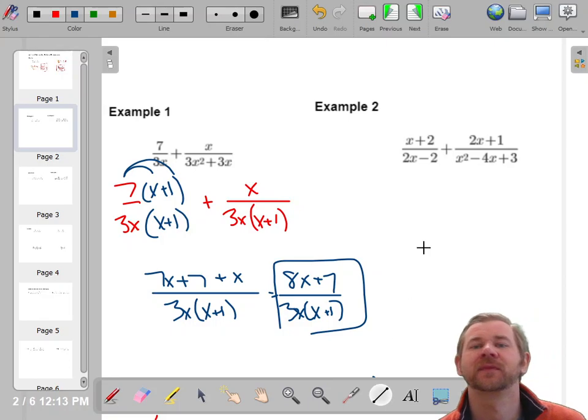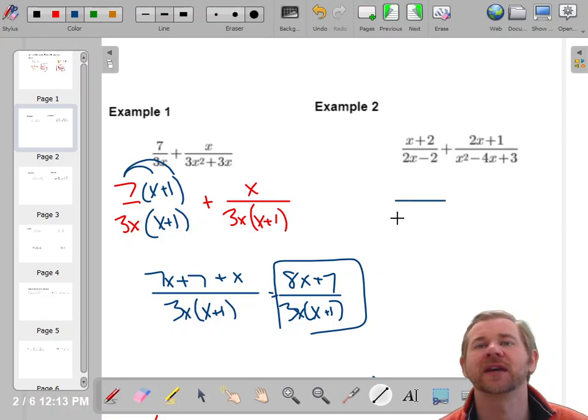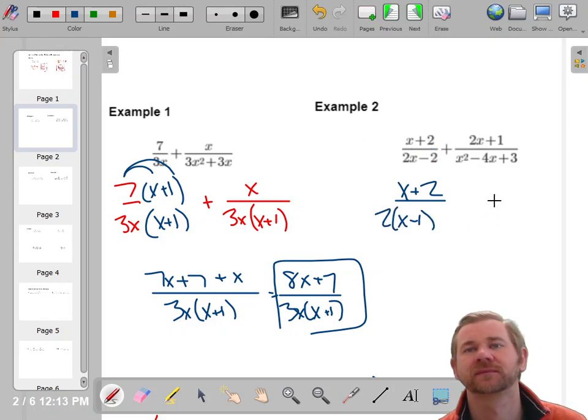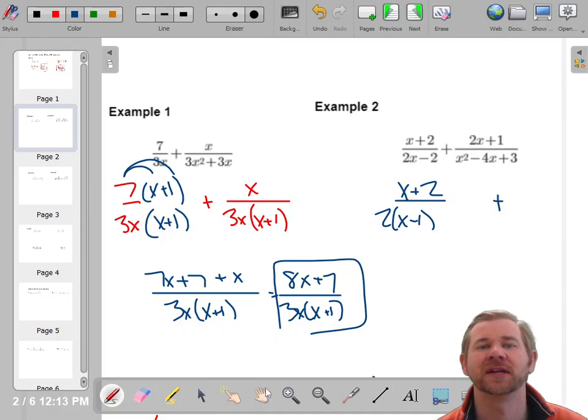Let's do another one. So let's see, I can't really do anything with x plus 2, so I'll leave that alone. But in the denominator here, I'll factor out a 2. I'm going to leave myself some space because I have a feeling I'm going to need to multiply by something.